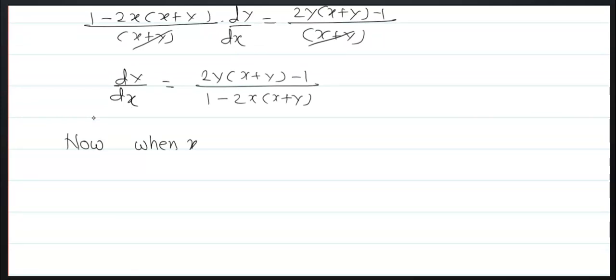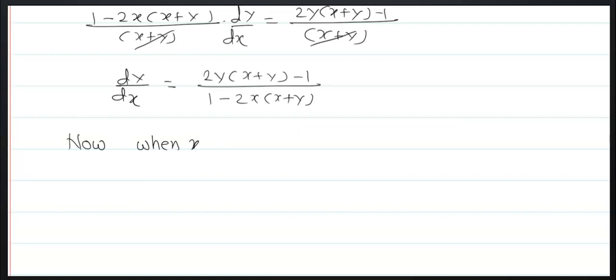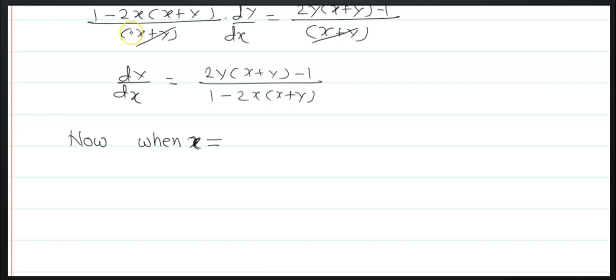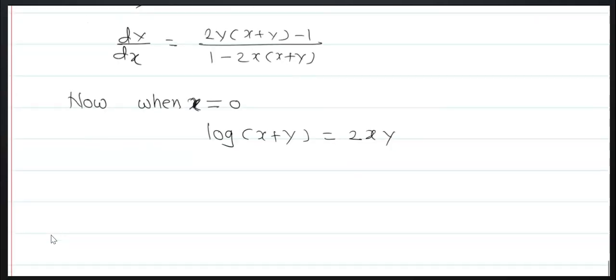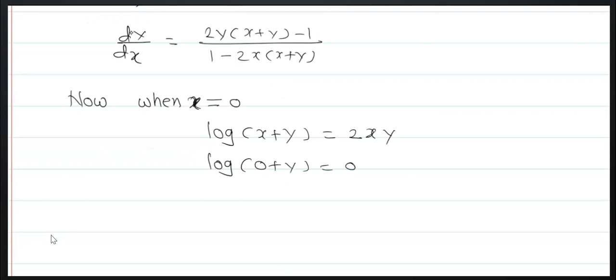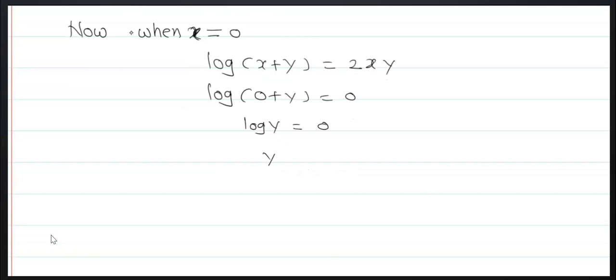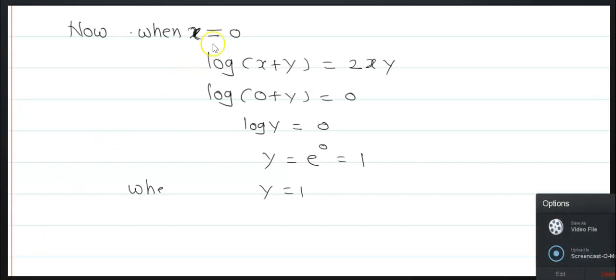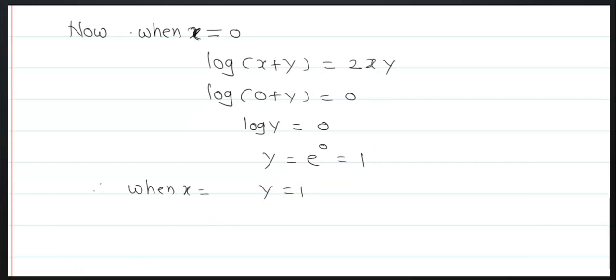Now when x is equal to 0, then log of (x plus y) is equal to 2xy, that is log of y is equal to 0. Therefore, y is equal to e raised to 0, which is 1. This is important. We are finding the value of y. We are given that x is equal to 0. Substitute here. You get y is equal to, this is logarithmic, it's converted into the exponential, it becomes e raised to 0, which is equal to 1. So y is equal to 1. And that's why when x is equal to 0, y is equal to 1.